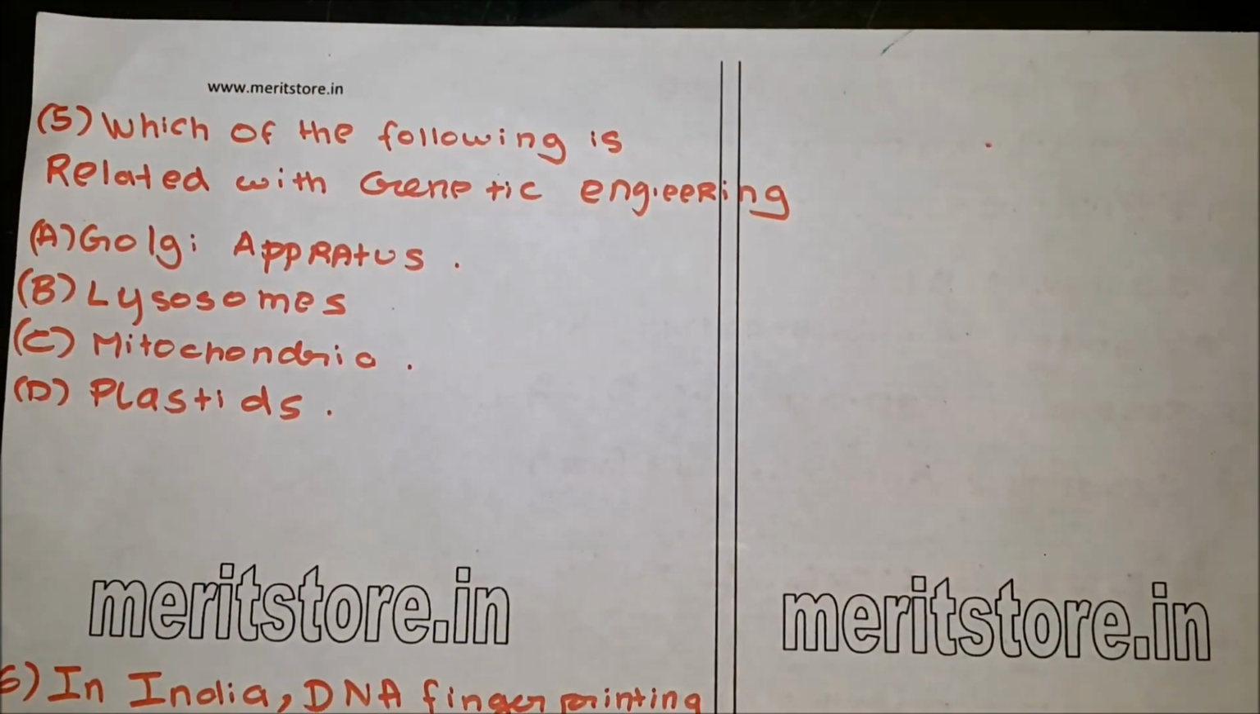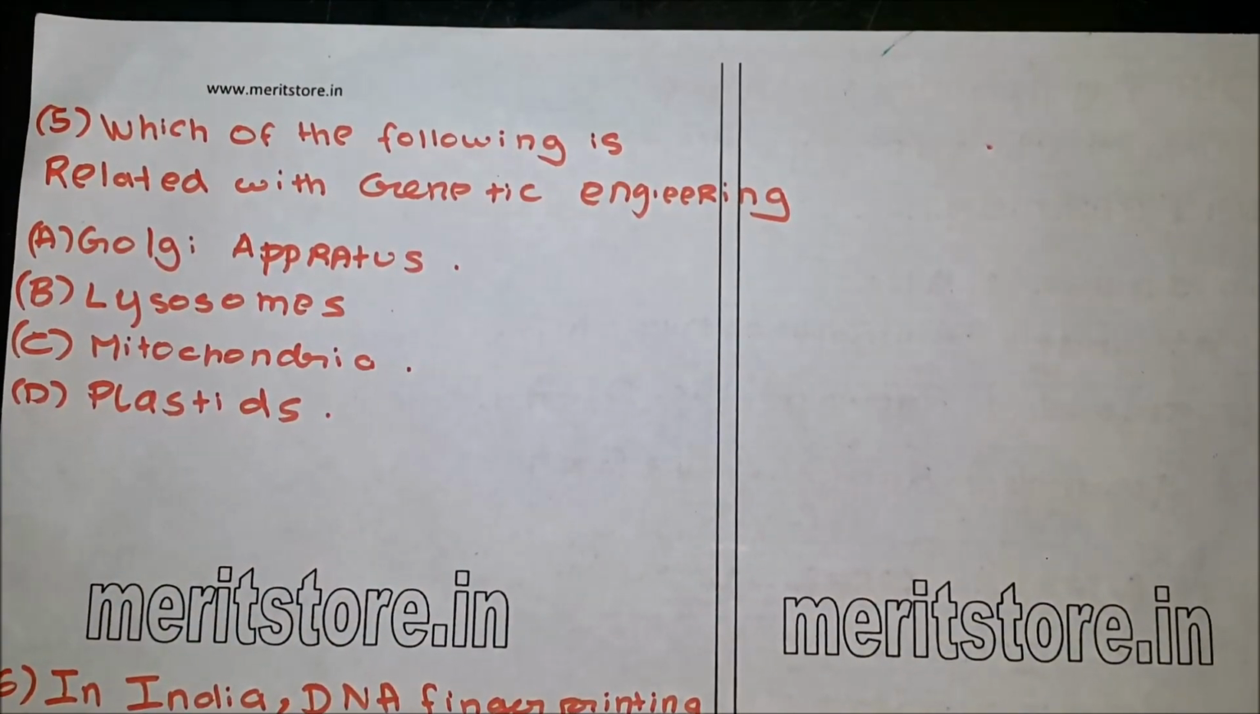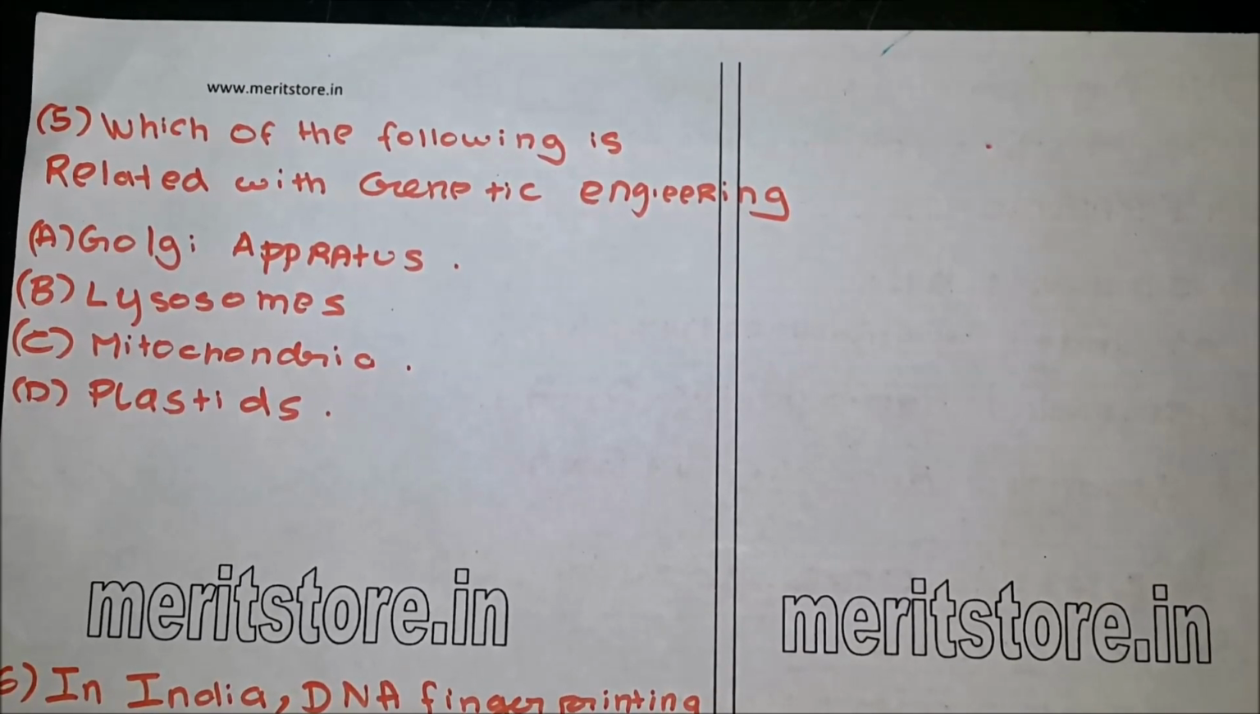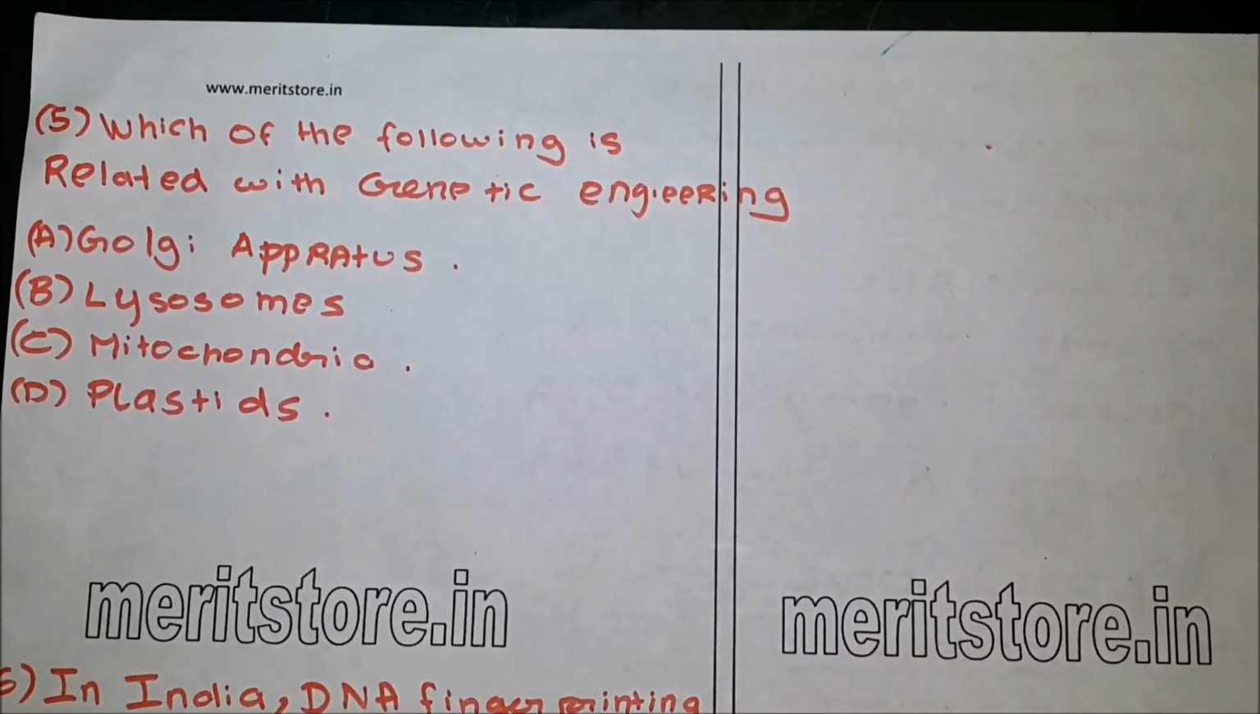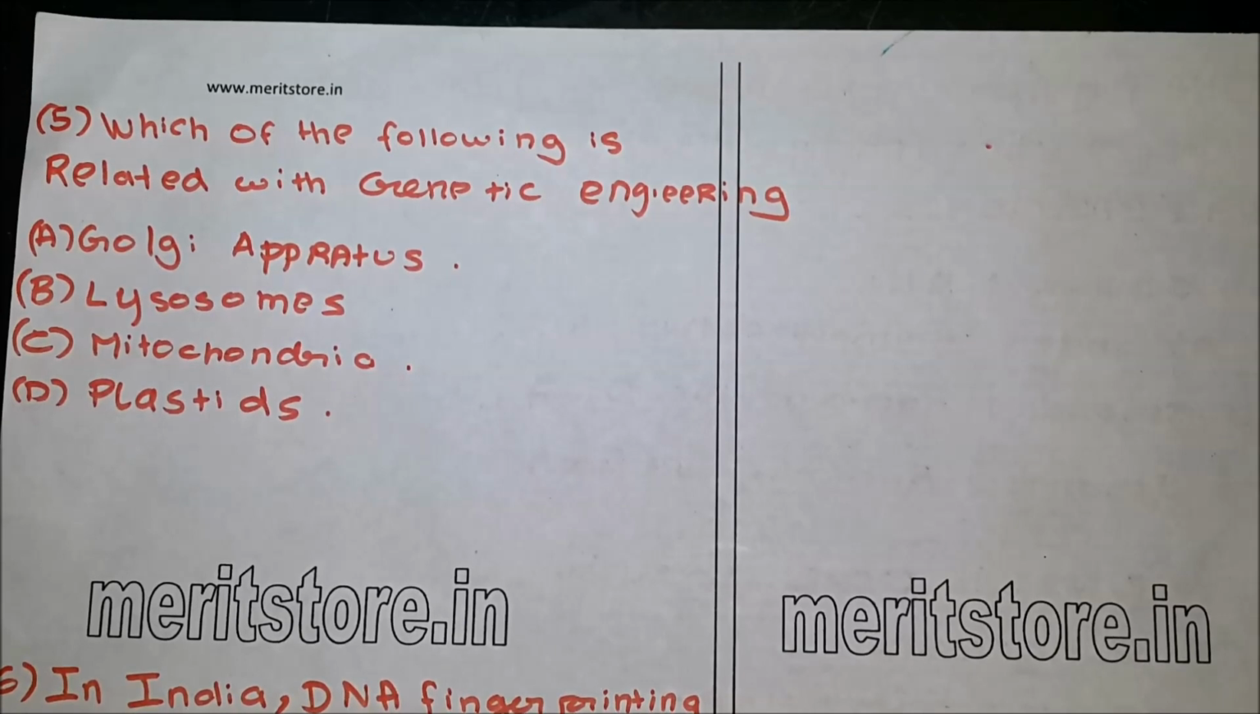Moving on to the fifth MCQ, which of the following is related with genetic engineering? Our options are A. Golgi apparatus, lysosomes, mitochondria, and D. Plastids. Now, Golgi apparatus is basically like a post office of the cell. Lysosomes are helping in waste management. Mitochondria is known as the powerhouse of the cell.